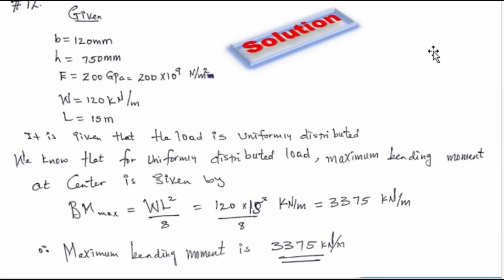So we know that for a uniformly distributed load, the maximum bending moment occurs at the center, which is usually given by maximum bending moment equal to W L square over 8. Here we have W given as 120 times 15 square over 8, in kilonewton per meter. Here W, or the load, is given in kilonewton. And when we calculate this, the maximum bending moment is 3375 kilonewton meter.